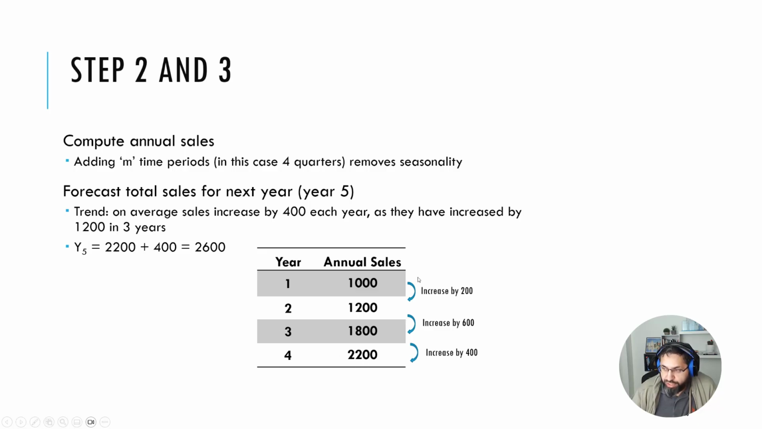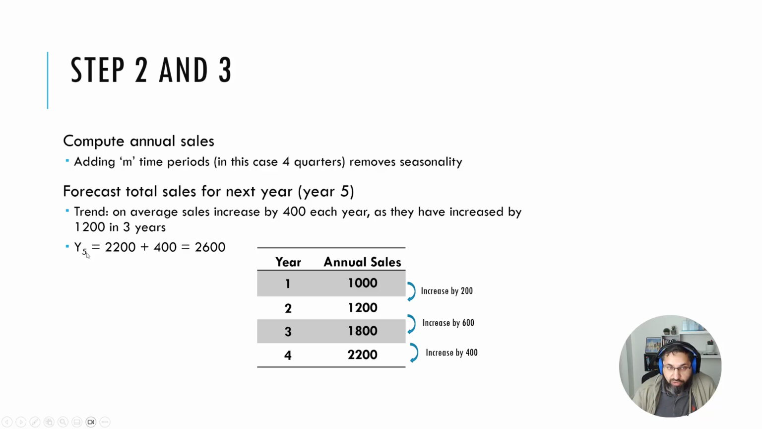Now that we have the seasonal factors, the question tells us that year 5 sales are going to increase by the average increase you've been noticing. So year 1 to year 2, our sales increased by 200. Year 2 to year 3, our sales increased by 600. And year 3 to year 4, our sales increased by 400. The average of 200, 600, and 400 is 400. So the sales grow on average by 400 units.